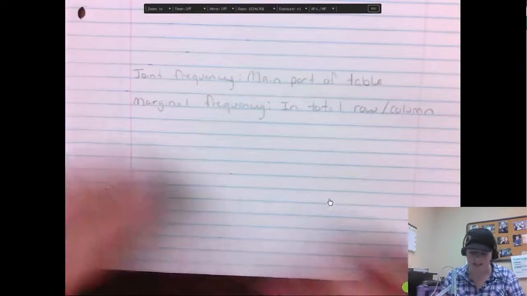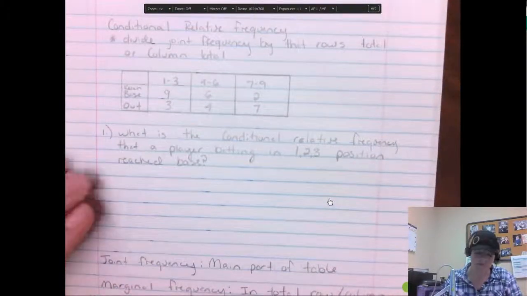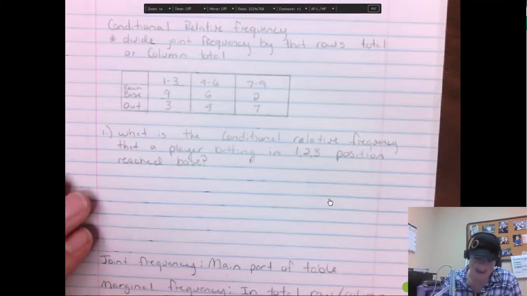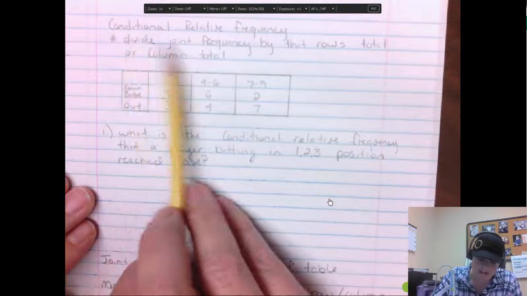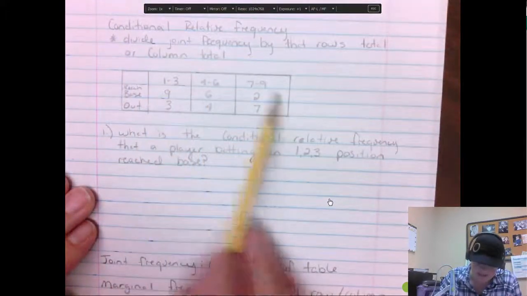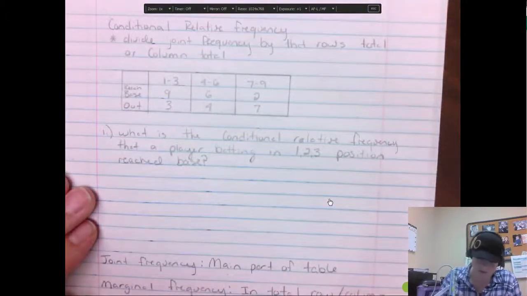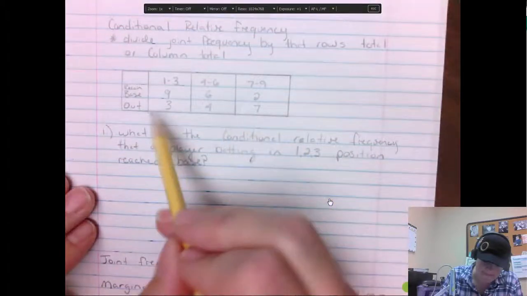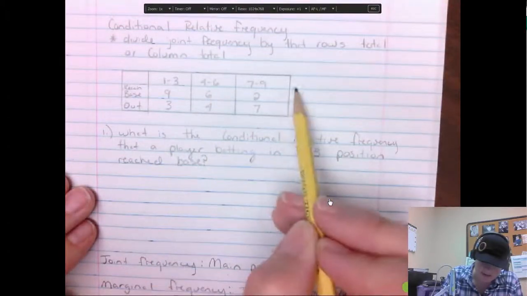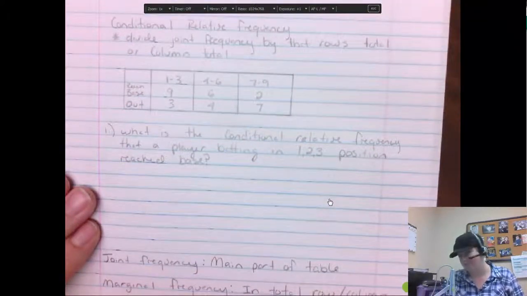So let's look at one that has joint frequency, because that one's a little bit different. I already have the table here. For conditional relative frequency, you divide the joint frequency, that's just the main table, by the row totals or the column totals. So you're just looking at the totals this way and this way that we would have put here, here, here, and here. Those are the totals that you're using to find your decimals. And that's all.